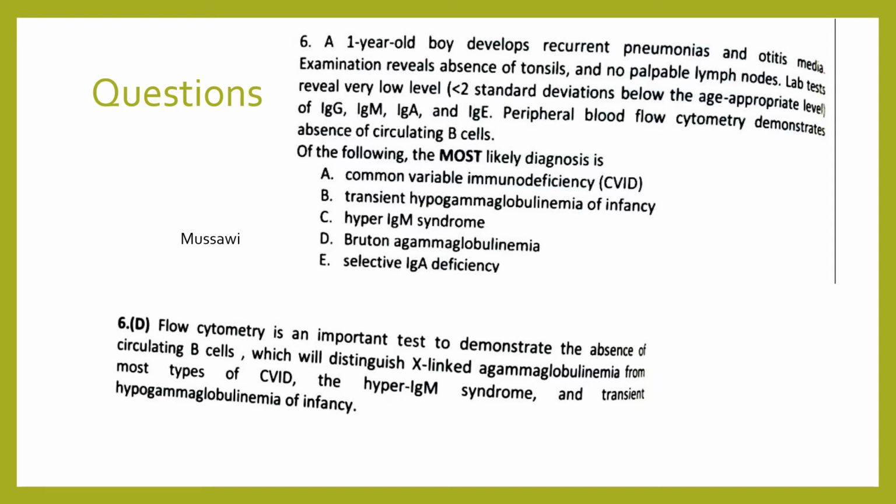Flow cytometry is an important test to demonstrate the absence of circulating B cells, which will distinguish X-linked agammaglobulinemia from most types of common variable immune deficiency, the hyper IgM syndrome, and transient hypogammaglobulinemia of infancy.